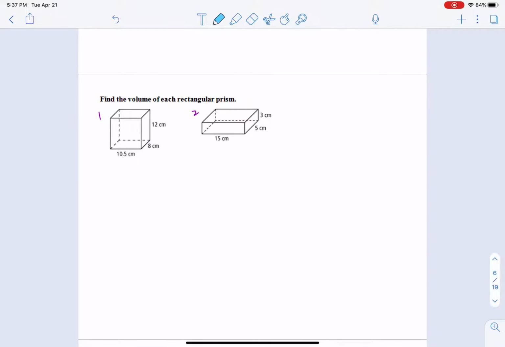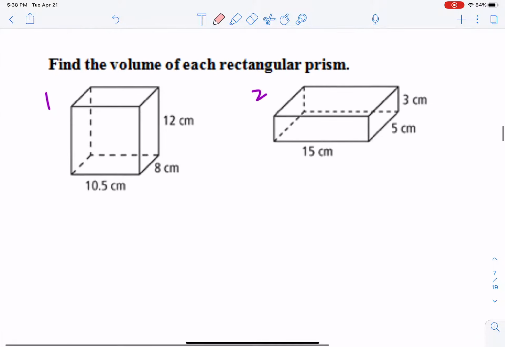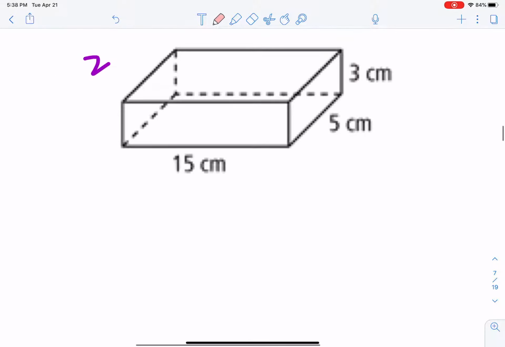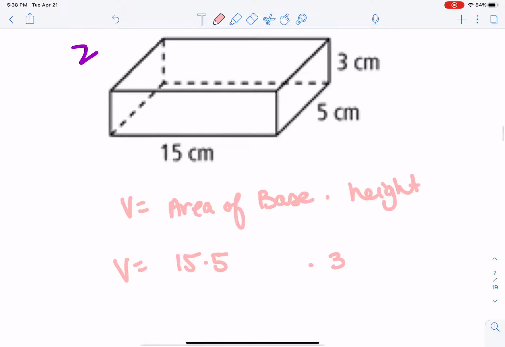So let's get light pink. Numbers 1 and 2, they're both rectangular prisms, so I'm just going to do one of them. Let's start with this basic one. The volume is just the area of the base times the height. So the area of the base is a rectangle, so length times width, or base times height, 15 times 5, and then the height is 3, the height of the 3D shape.